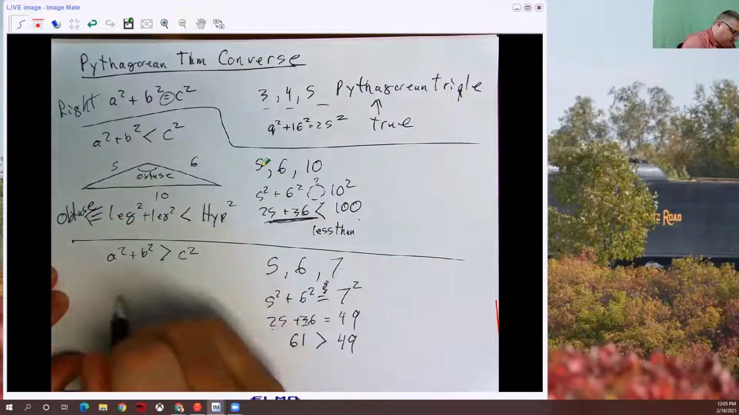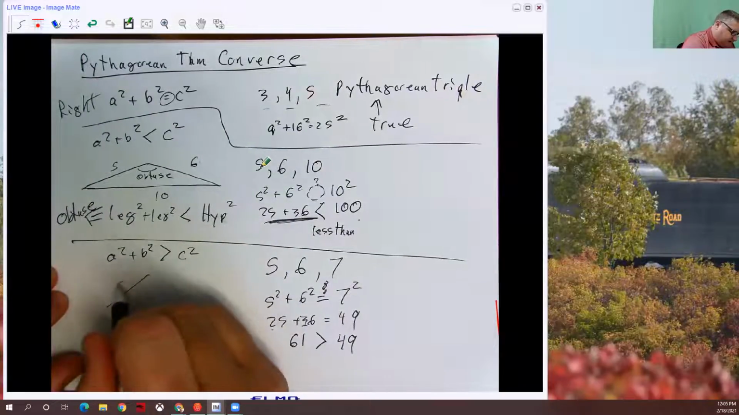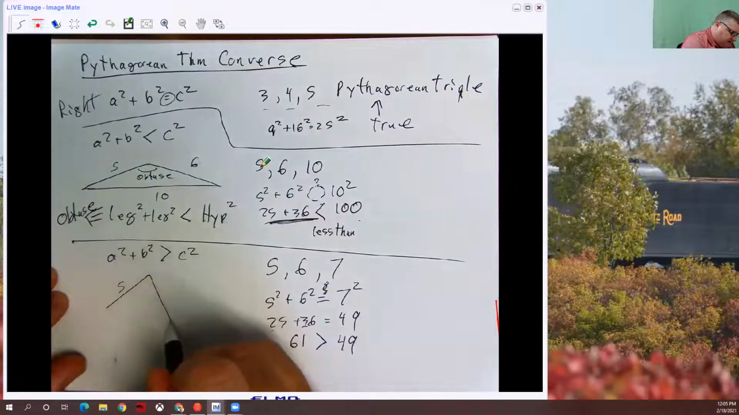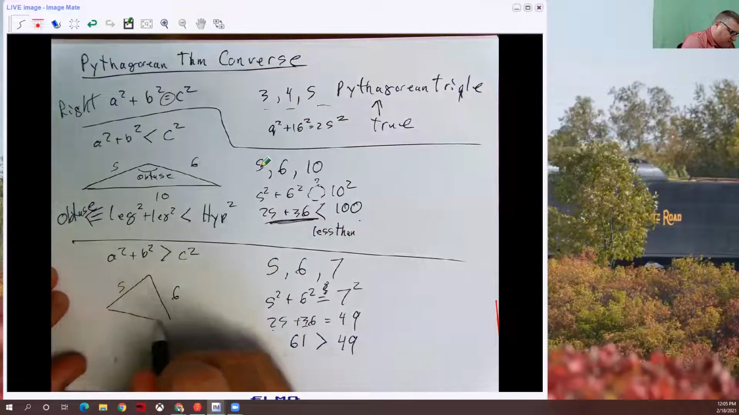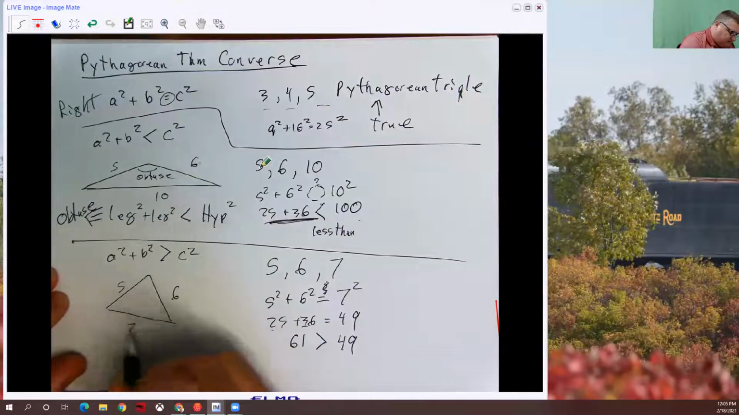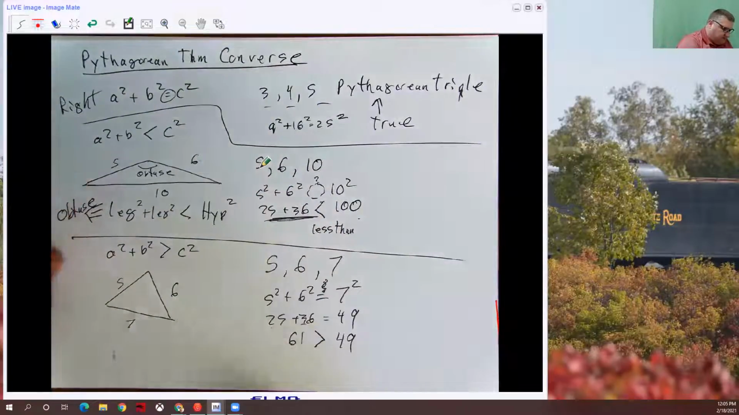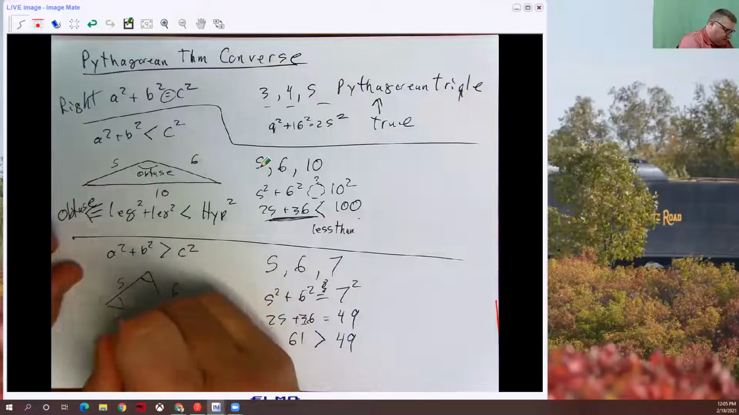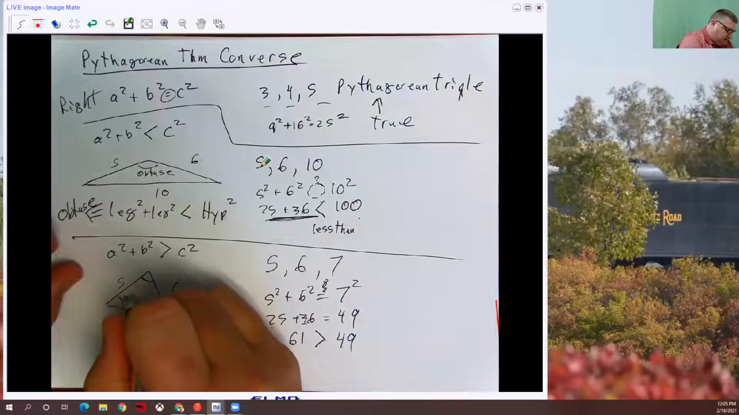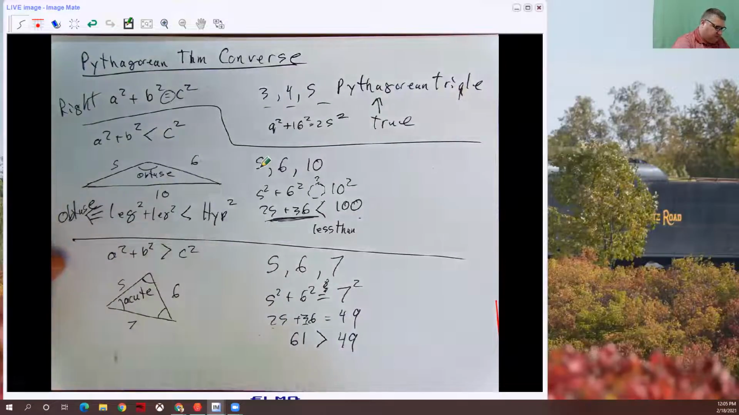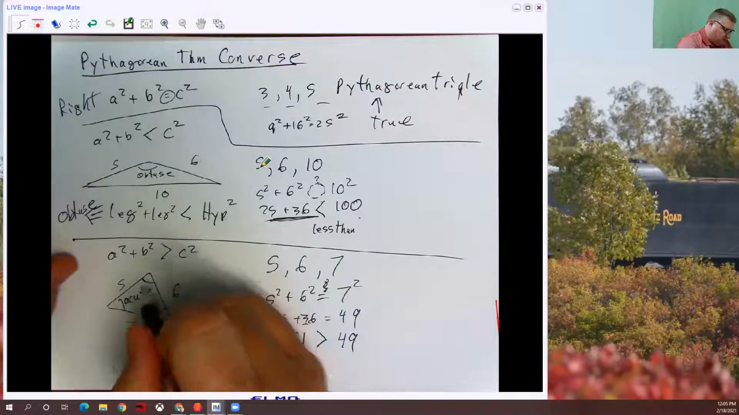And if I were to draw this out, I'd have a side of 5, a little longer side of 6. And while this side is still the longest at 7, it's not way longer like the 10 was. So this is going to be acute. So it's an acute triangle. Now, these are not meant to be equal. These are all different sizes.